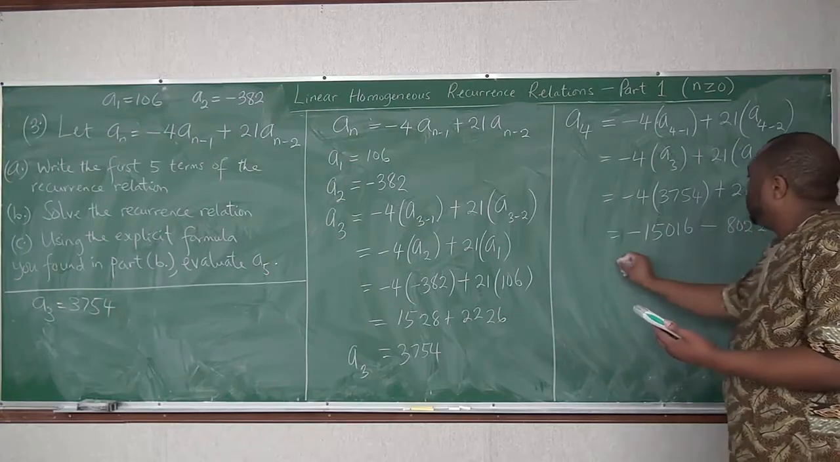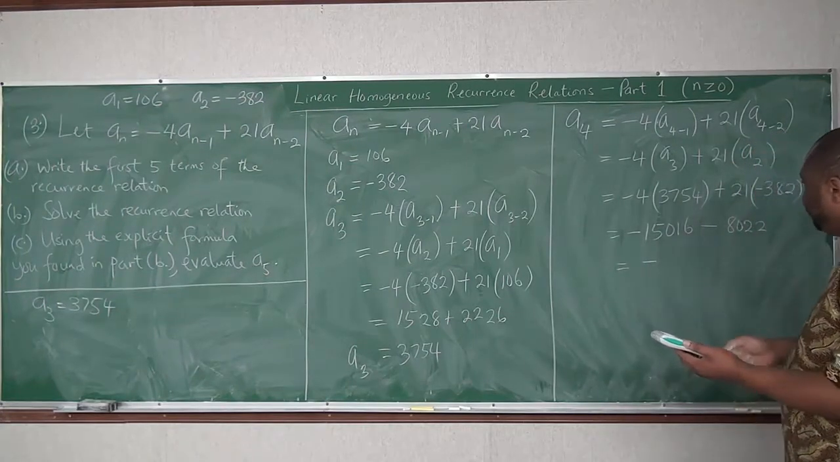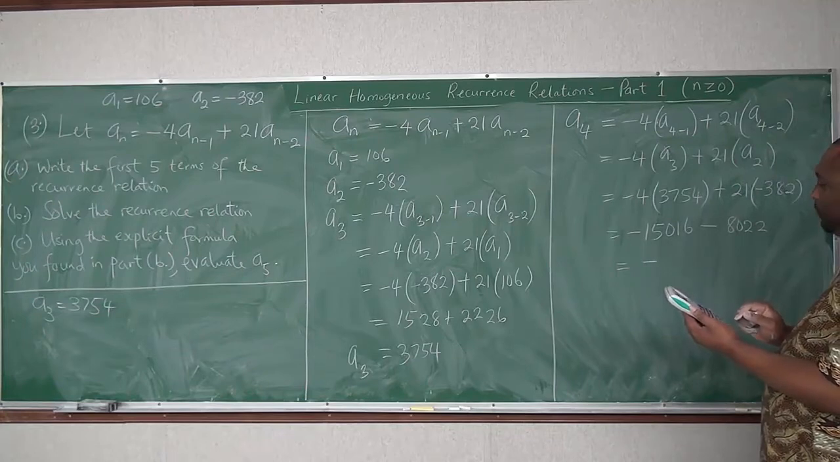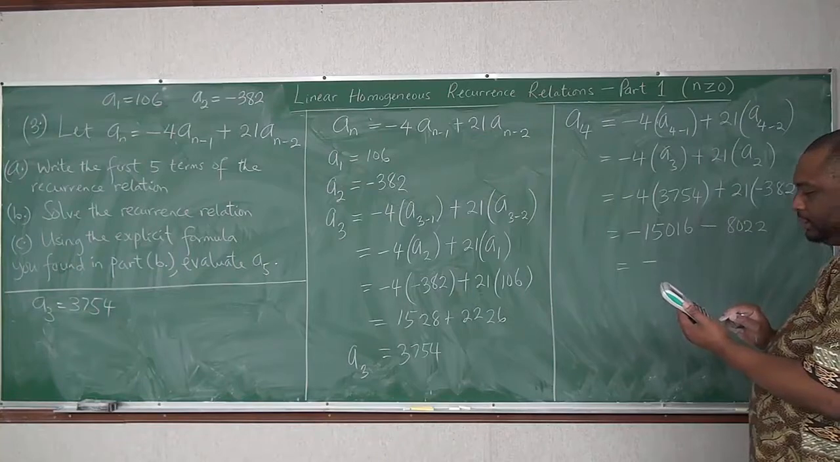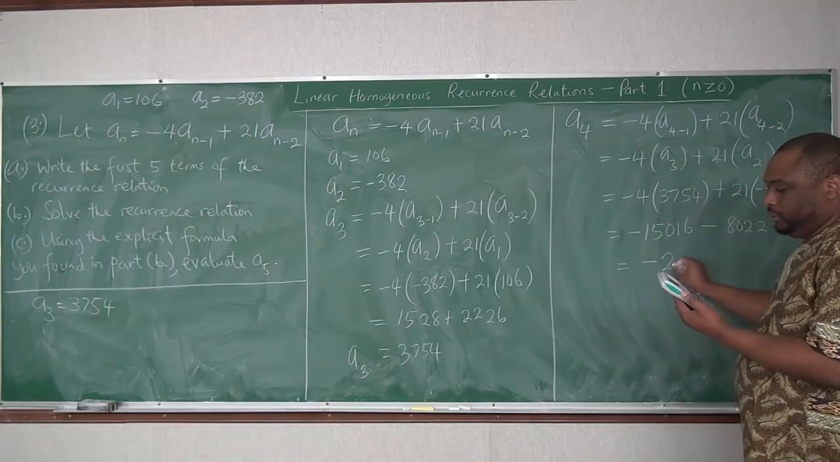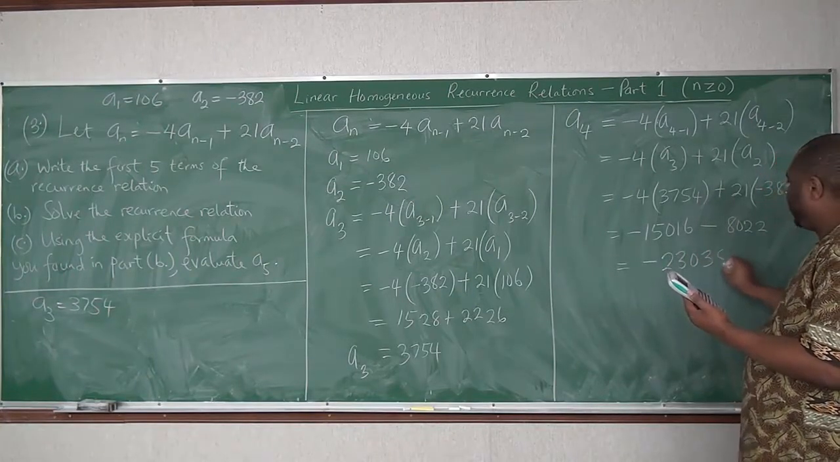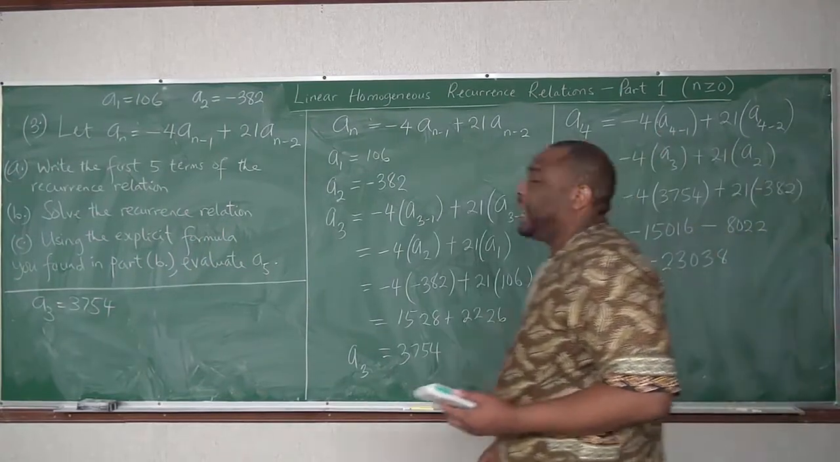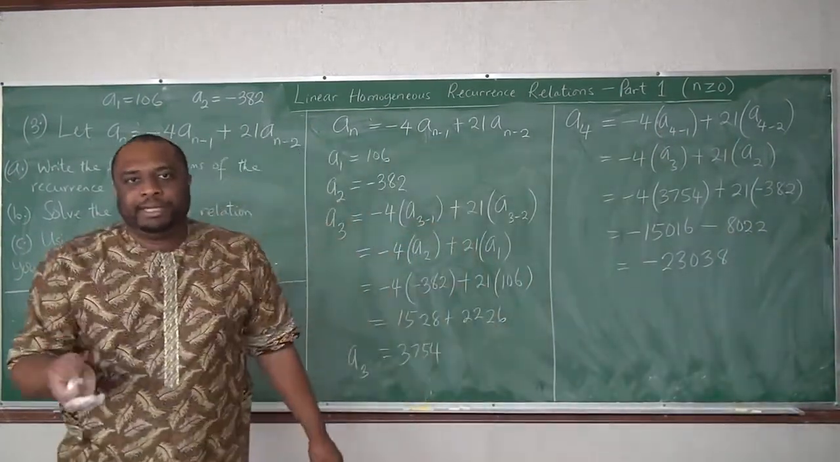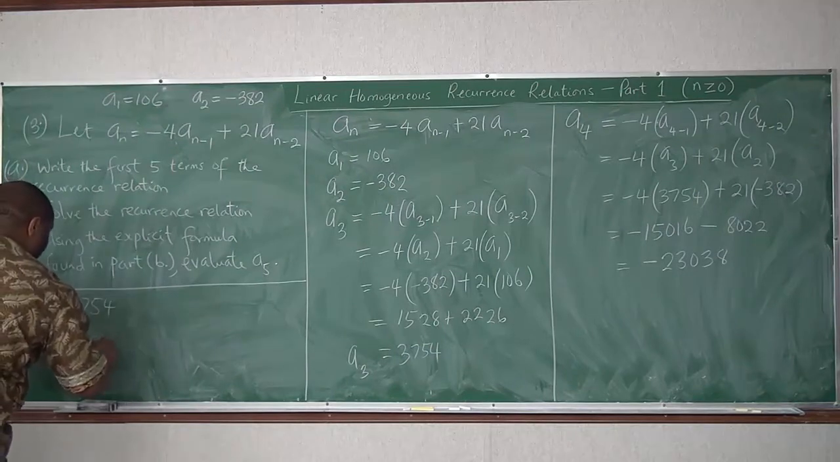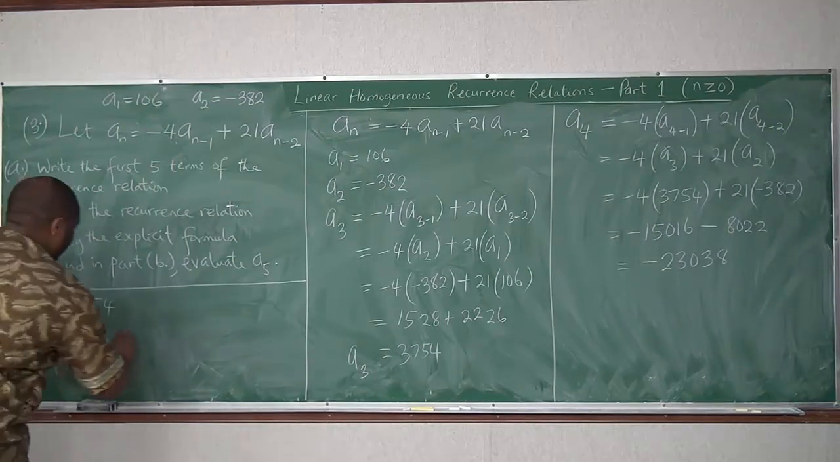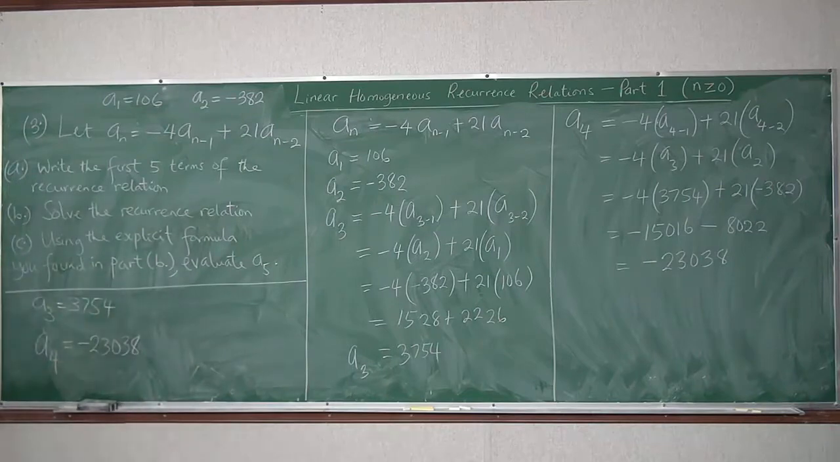8022. So you owe minus 8022 plus 15016. So minus 23038. So A4, and you can verify this. Verify it on your own. So A4 is minus 23038. Okay? Now let's do A5.